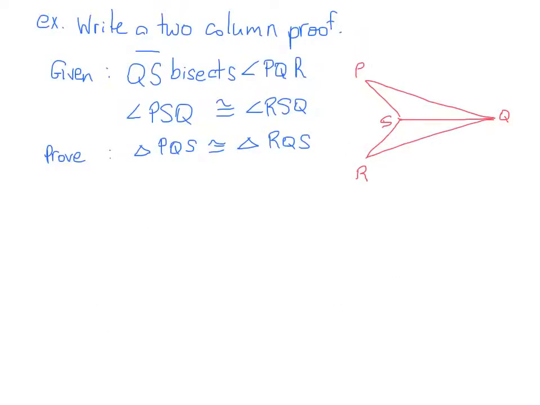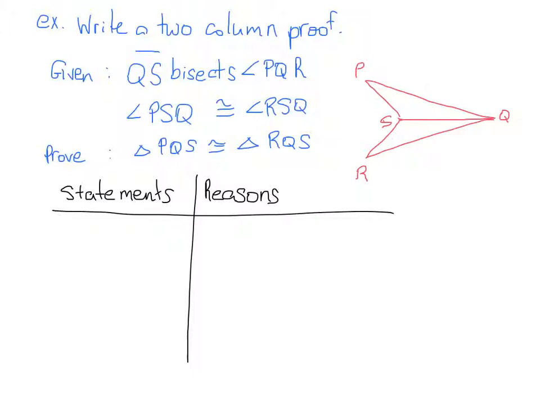Okay, so now we're ready to start our two-column proof. And so in a two-column proof, we start off with our statement column. And we have to give reasons for every statement that we make. All right, so our first statement is going to be something that is given. So we were given that QS bisects angle PQR. And we can write that down because we were given this information. So that's our first thing that was given.